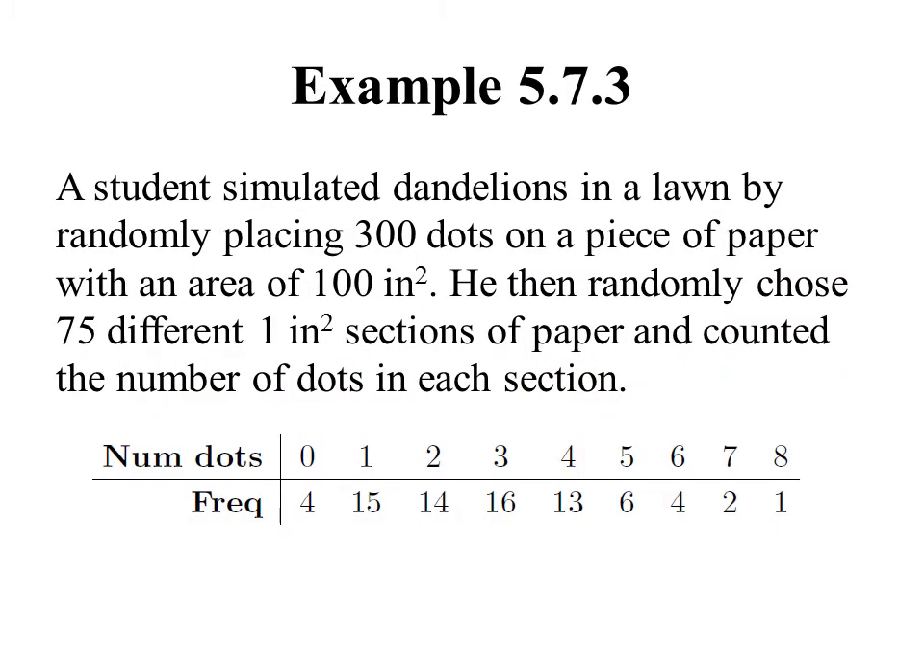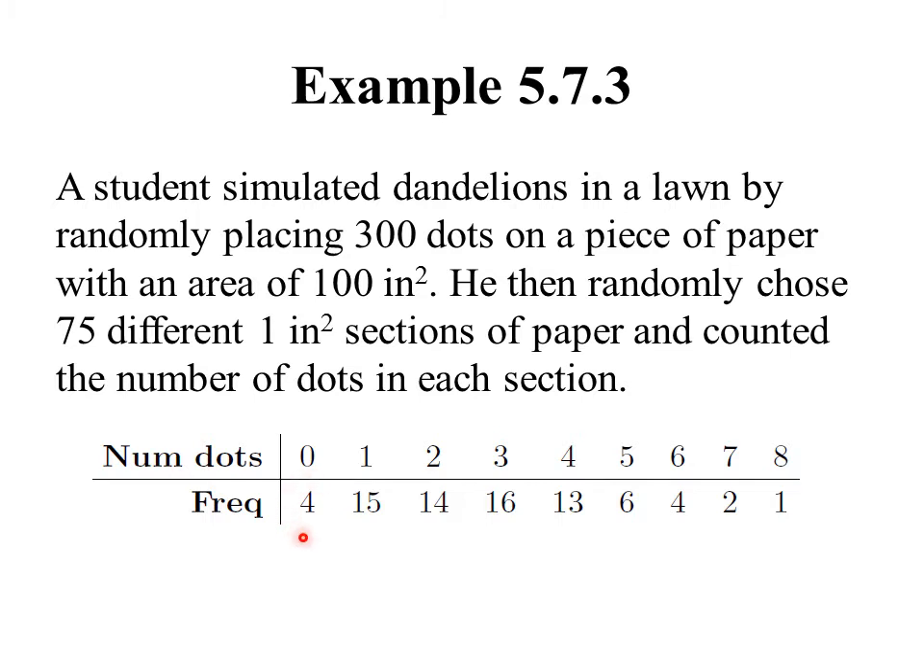So to illustrate this goodness of fit test, let's look at this example. A student simulated dandelions in a lawn by randomly placing 300 dots on a piece of paper with an area of 100 square inches. He then randomly chose 75 different 1 square inch sections of paper and counted the number of dots in each section. And so here's the data that we record.